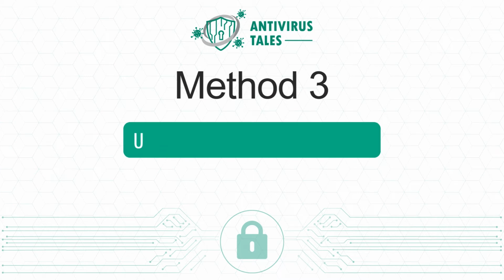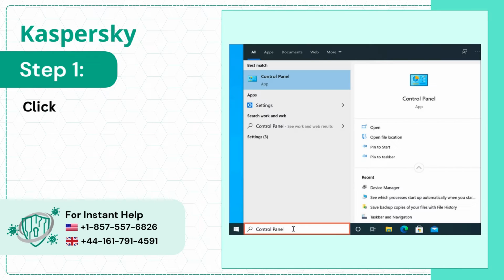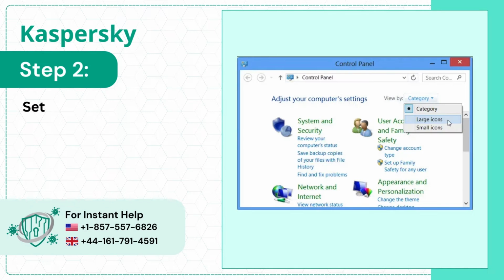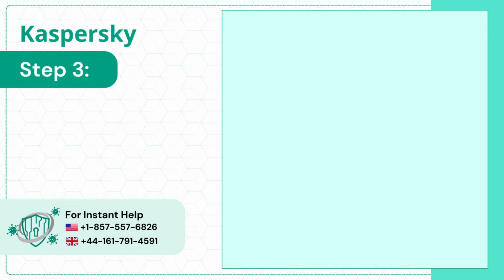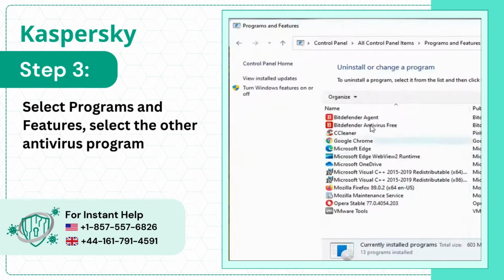Method 3. Uninstall other antivirus software. Step 1. Click on the Windows search menu, type in Control Panel and open it. Step 2. Set View By to large icons. Step 3. Select Programs and Features, select the other antivirus program and click Uninstall.